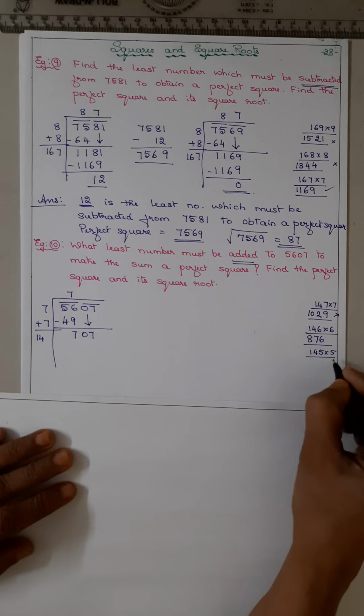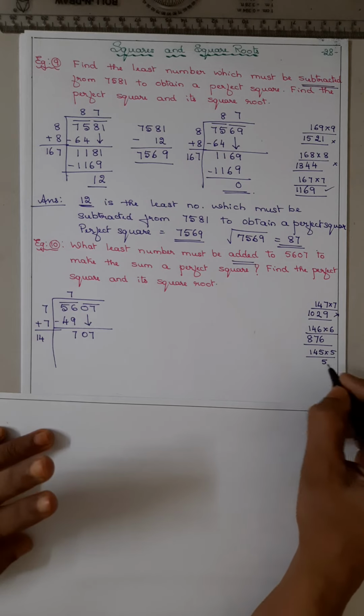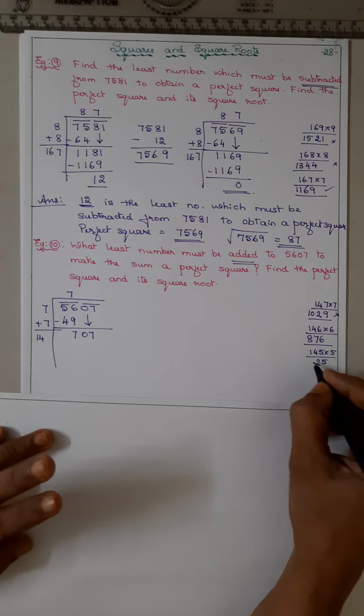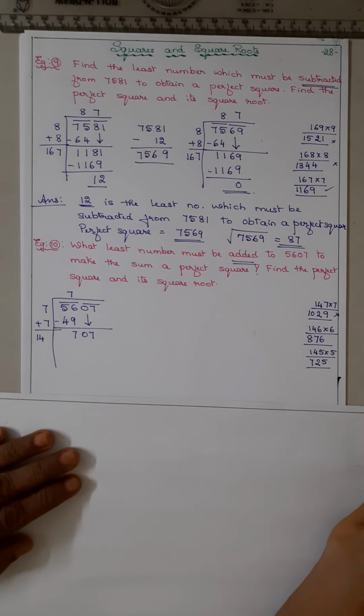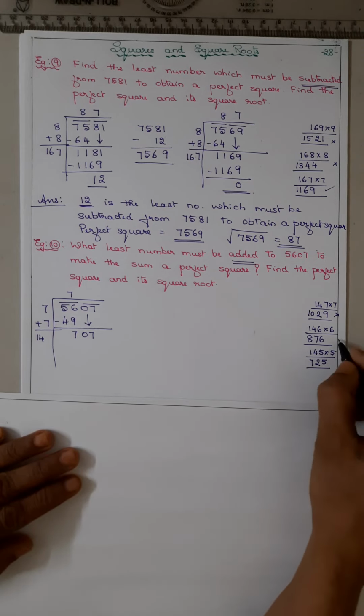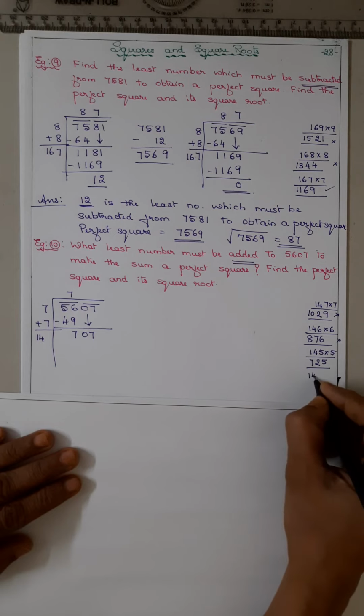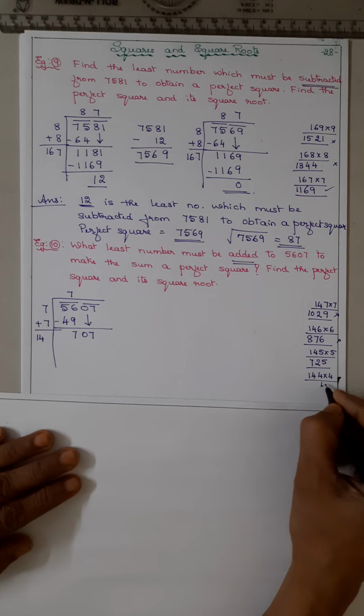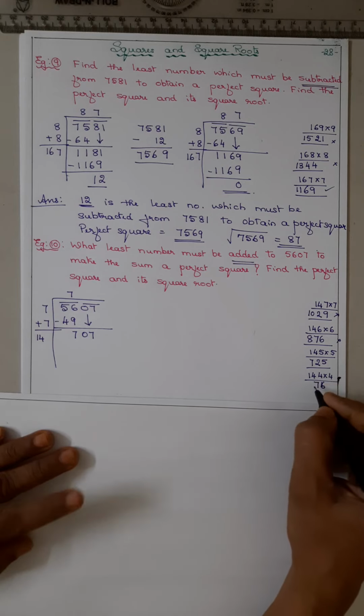5 5s are 25. 5 4s are 20, 22. 5 1s are 5, 6, 7. Again bigger number. Now 144. 4 4s are 16. 4 4s are 16 plus 1, 17. 4 1s are 4, 5.